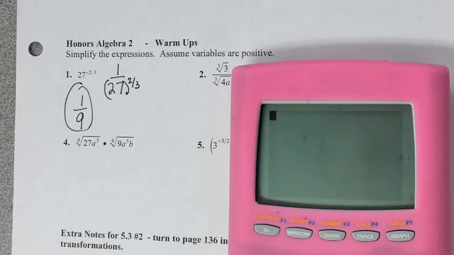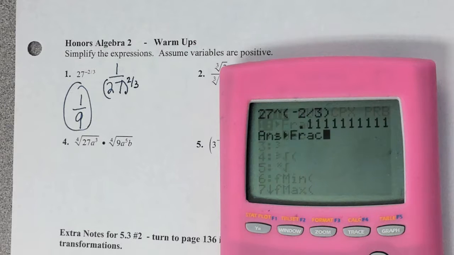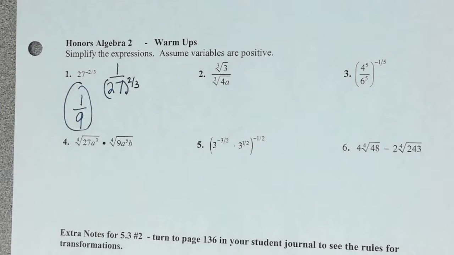But recognize that you could also do this on your calculator. You could literally type this in as 27 raised to. Now, if you have a newer calculator, the exponent automatically shows up. But on mine, I have to do parentheses because it's an older one. I get this answer, and then if I math bracket, then it's going to tell me it's 1/9. Okay, so we can check that.